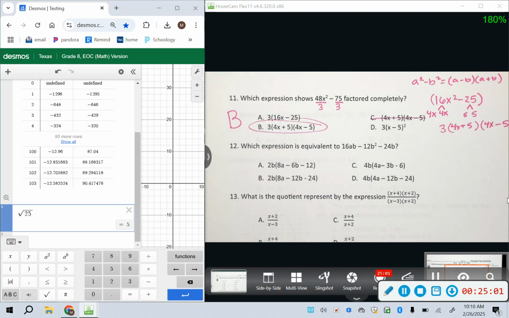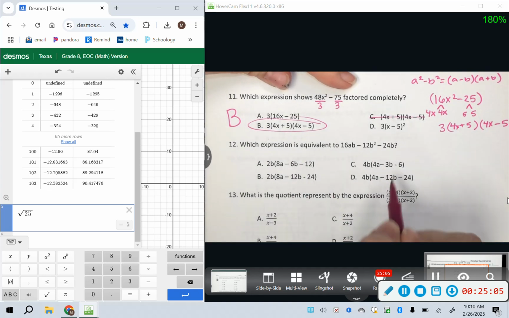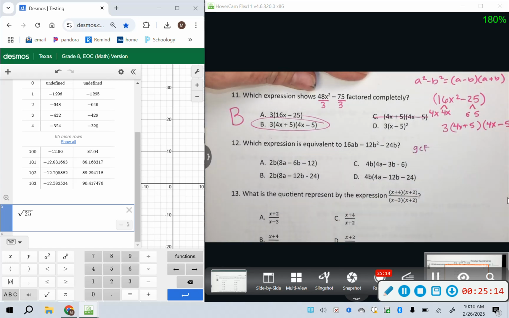Okay, sorry about that. Number 12. Okay, so it says which expression is equivalent. Now I want you to realize your answer choices were wrong. Mine are correct, but I told y'all, at least in my class, to mark them off, so not a big deal. We have to find our GCF because I see, first off, all my answer choices have a GCF, so I know I have a GCF.